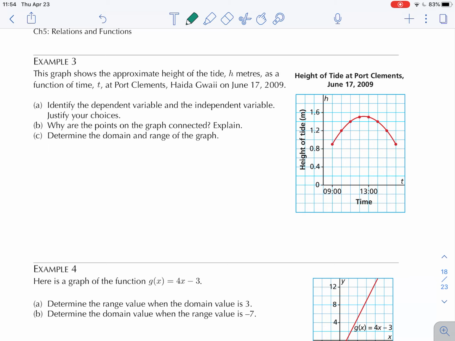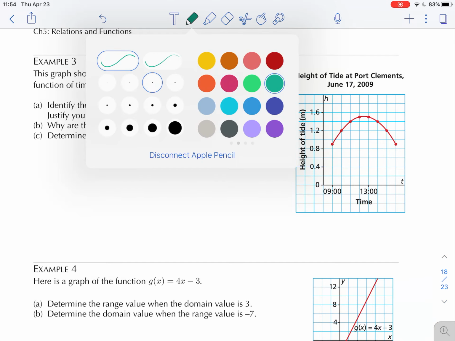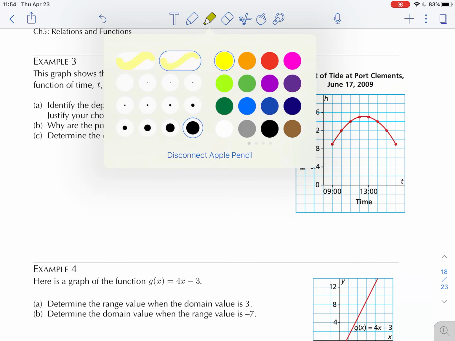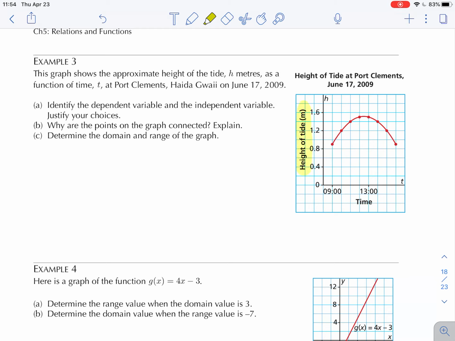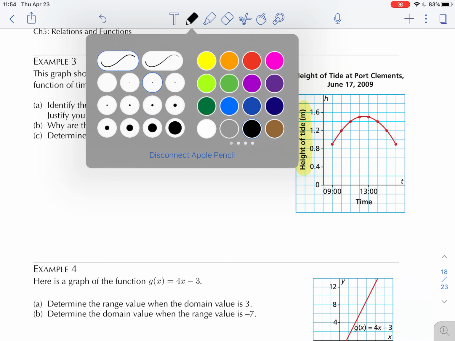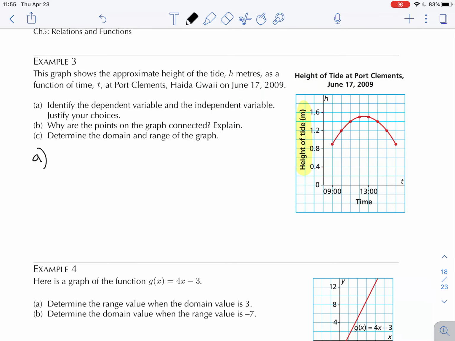Let's take a look at example number 3. The graph shows the approximate height of the tide in meters as a function of time at Port Clements, Haida Gwaii, on June 17, 2009. Identify the dependent and independent variable. Well, it's pretty easy. The dependent variable is right here. This is dependent. The height of the tide depends on what time it is. The time of the day doesn't depend on what height it is. The height of the tide depends on what time of the day it is.